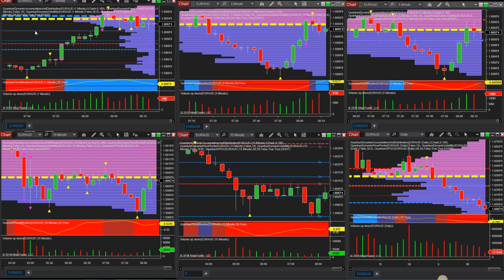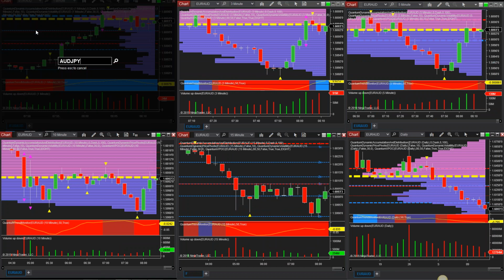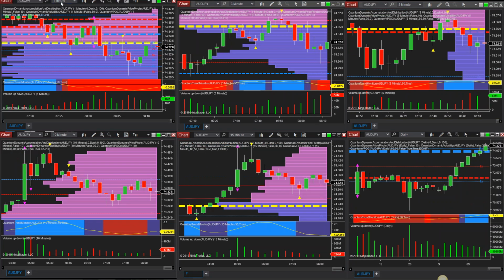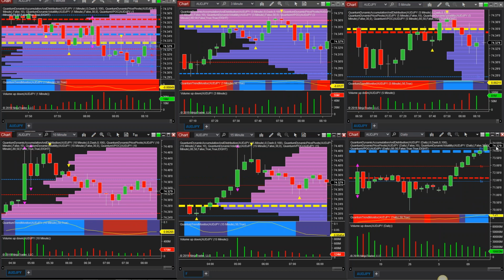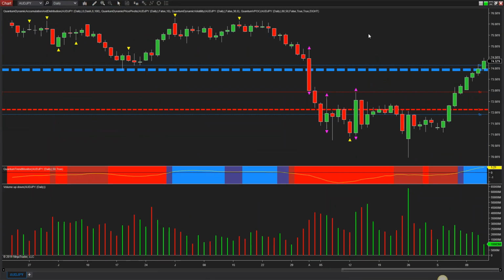I did promise. Let me just pull up the Aussie yen before we transfer over. This is the Aussie yen. I'll just pull up the daily. It's been fantastic. We've scaled into this position. And the reason we scaled into this position is really because of this candle here on the 26th.